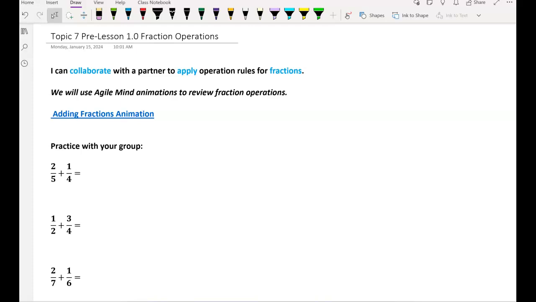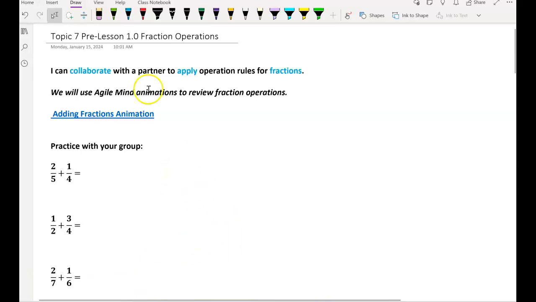Today we are taking a look at some fraction operations. While we are getting ready for topic 7 with rational numbers, fractions are rational numbers, and I just want to review some things that we do with fractions: add, subtract, multiply, divide them. So real quick, let's take a look at some things now.